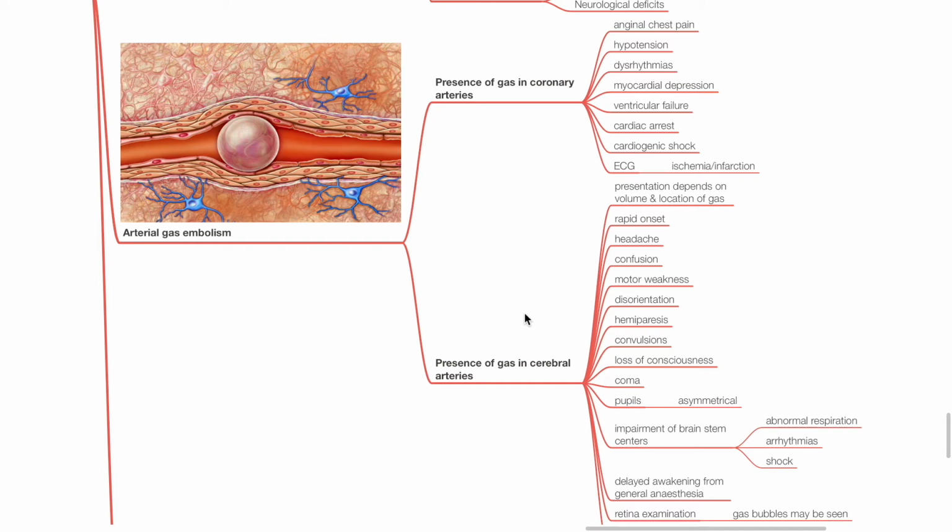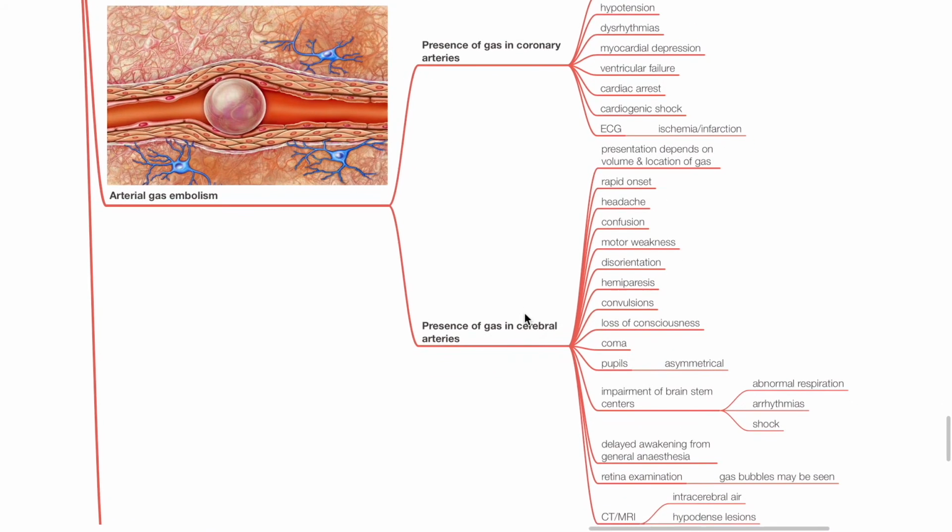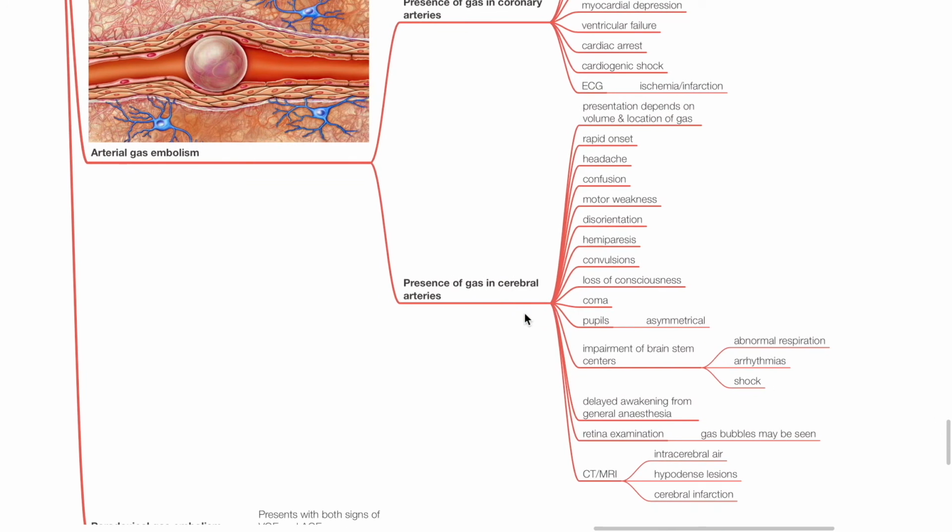Presence of gas in the cerebral arteries. Presentation depends on the volume and location of the gas emboli. Onset is rapid, with headache, confusion, motor weakness, disorientation, hemiparesis, convulsions, loss of consciousness, coma, asymmetrical pupils. Impairment of brainstem centers may result in abnormal respiration, arrhythmias, and shock.